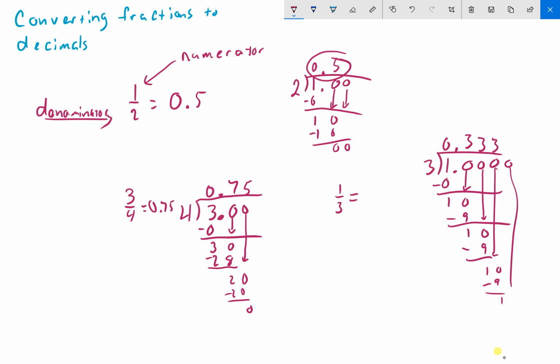And I could keep on adding zeros for all of eternity, but basically it just shows you that 1/3 is the same as 0.3 repeating.